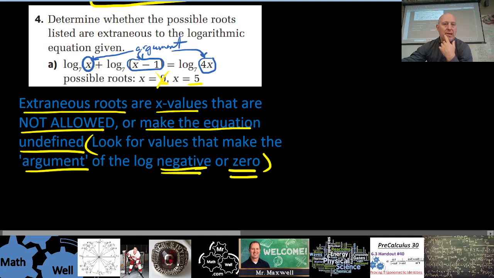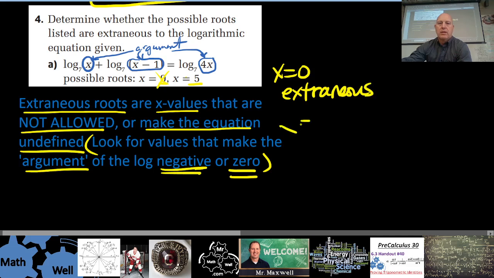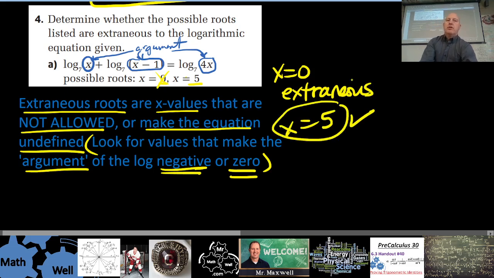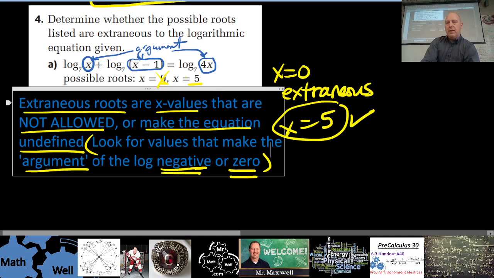5 is okay, though. Log of 5, base 7 is fine. Log of 4, base 7 is fine. Log of 20, base 7 is good. So 0 is extraneous. X equals 5 is good. All right, so that's how you handle that. If it makes the argument of the log negative or 0, it's no good.